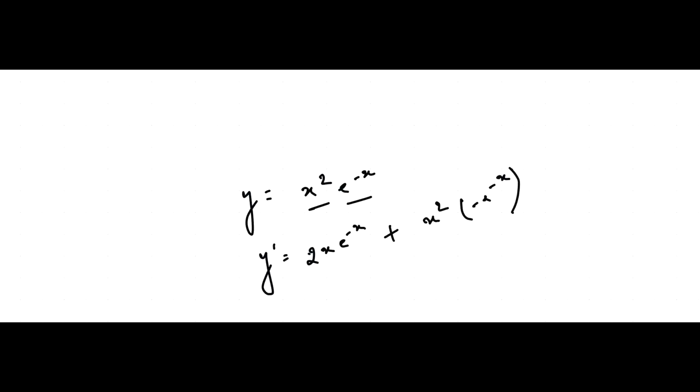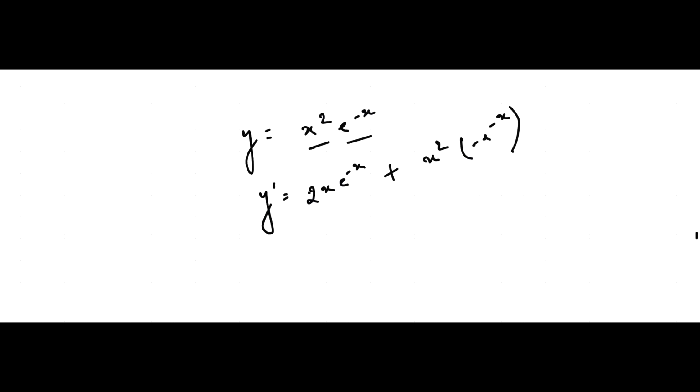Here you can see that e to the power minus x, we can take out common from both the parts, and we can take x also out common. However, if I'm not taking x, I'm keeping it like this, 2x minus x square. And only e to the power minus x I have taken out common.